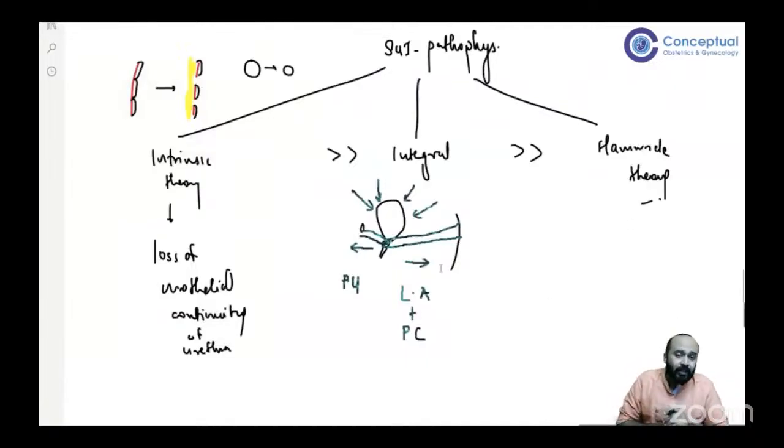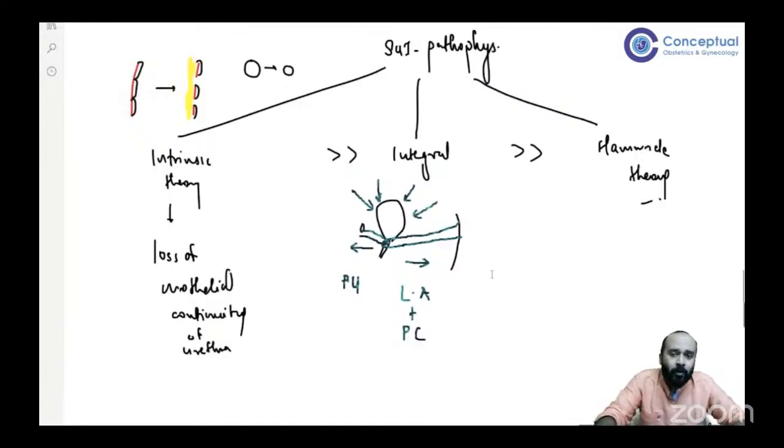So these are the three theories that talk about the SUI: intrinsic, integral, and hammock. First of all, it talks about the continuity of the urothelium, which if lost will lead to excessive mobility and a decrease in the closing pressure of the urethra. Then the integral theory, wherein there is a weakness of the pelvic floor muscles, and lastly the hammock, which is the weakening of the anterior vaginal muscular wall.